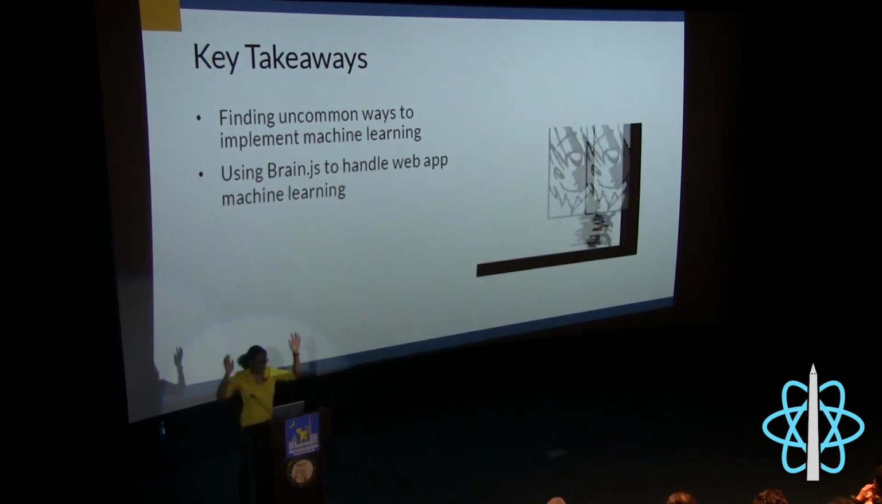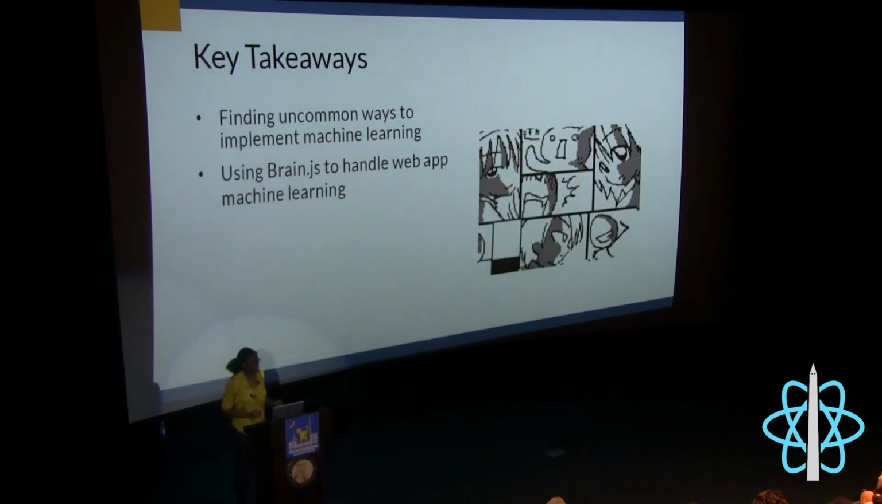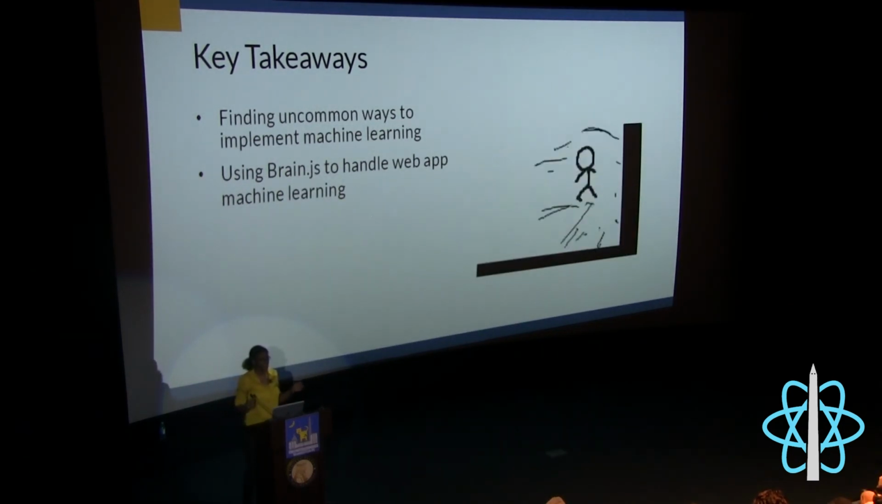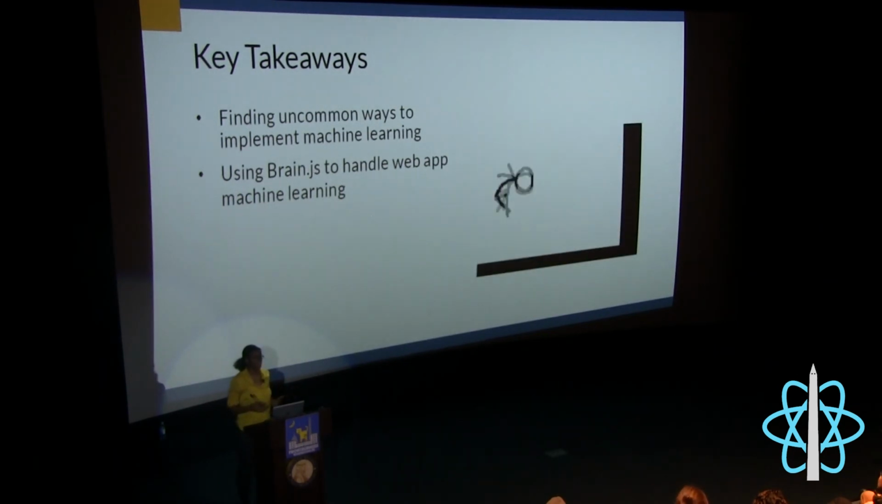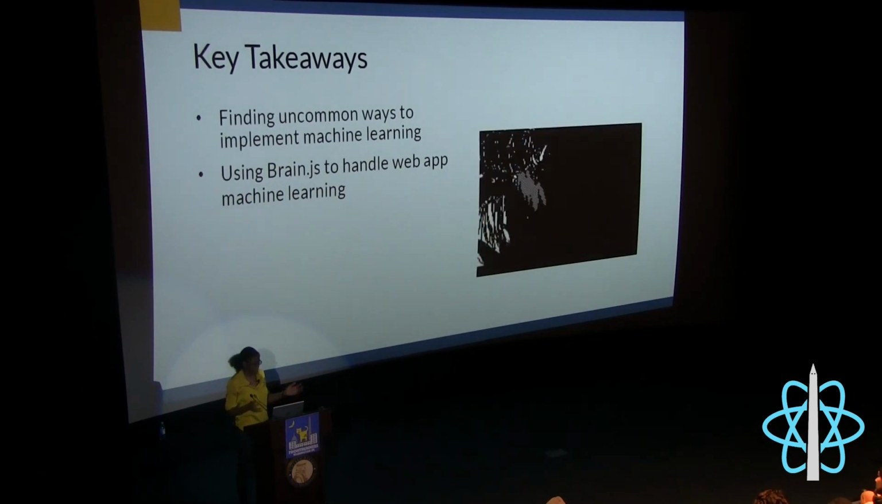Then use Brain.js to handle web app machine learning, because hopefully going through that code kind of showed you guys how easy it is to implement. It's just a couple of arrays and a few function calls. The hardest part is going to be on you getting that data to train the model.